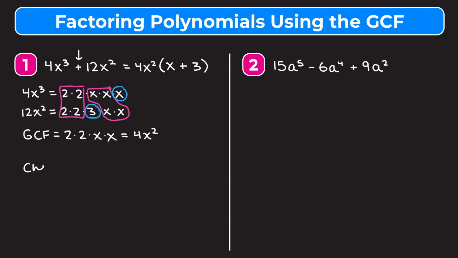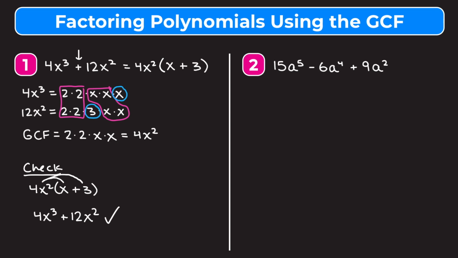And now I'm just going to show you how you can check your work. Factoring is pretty much the opposite of distributing. So if we want to check that we're correct, we can redistribute this 4x squared back in. 4x squared times x is 4x cubed, because x squared times x is x cubed. And if we distribute the 4x squared into the 3, 4x squared times positive 3 is just a positive 12x squared. So we get our original expression, so we know that we're correct.